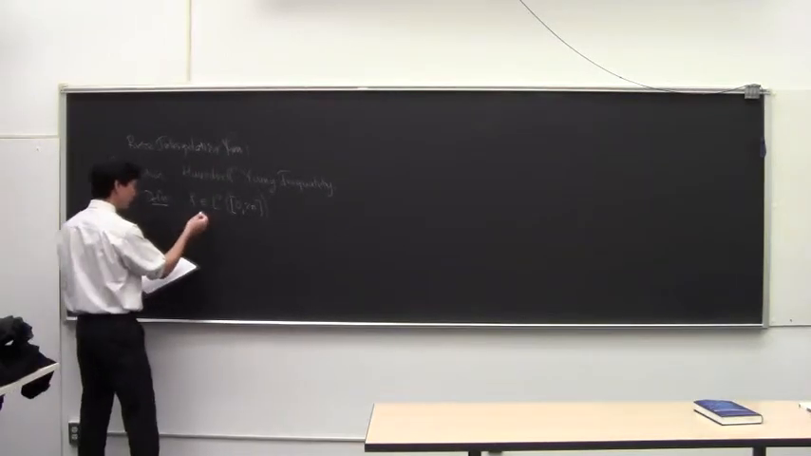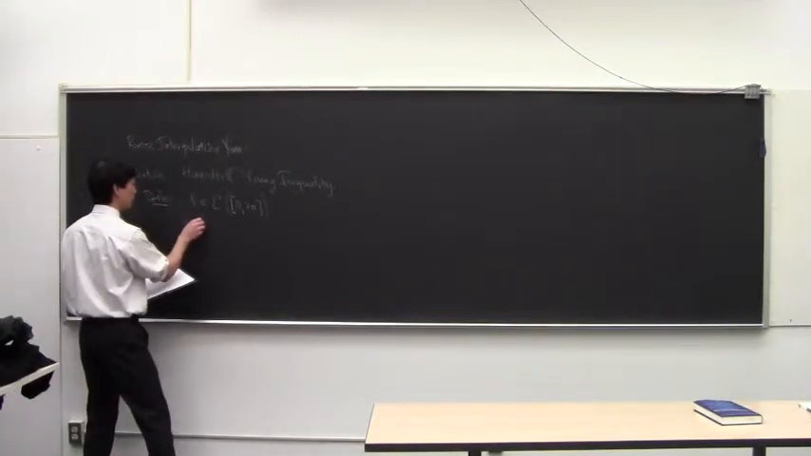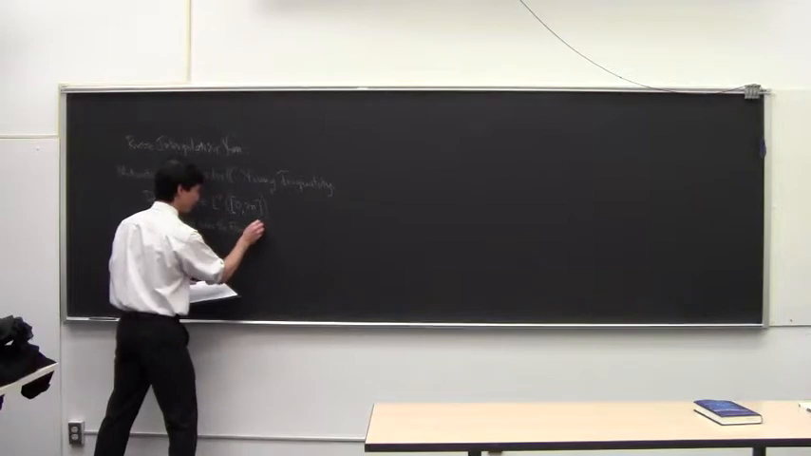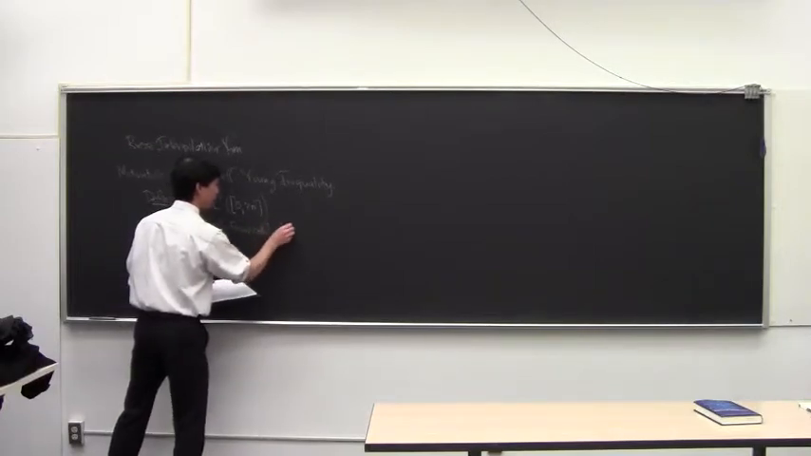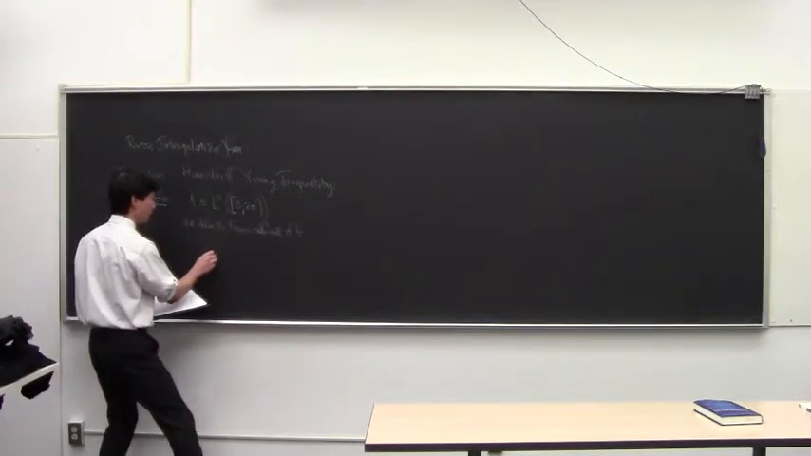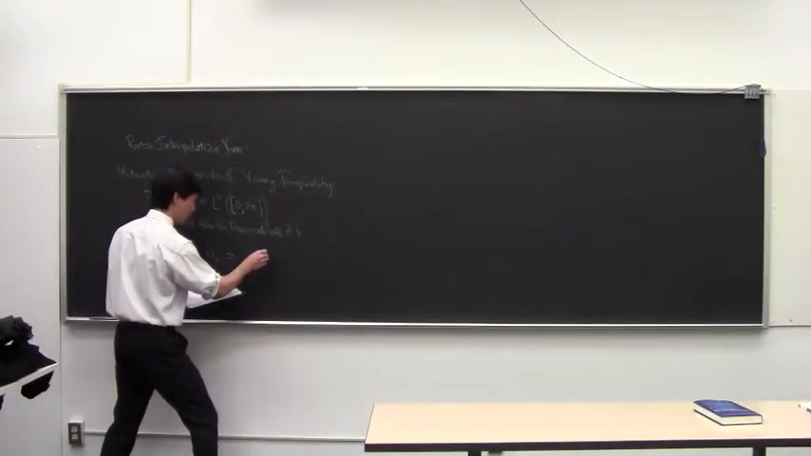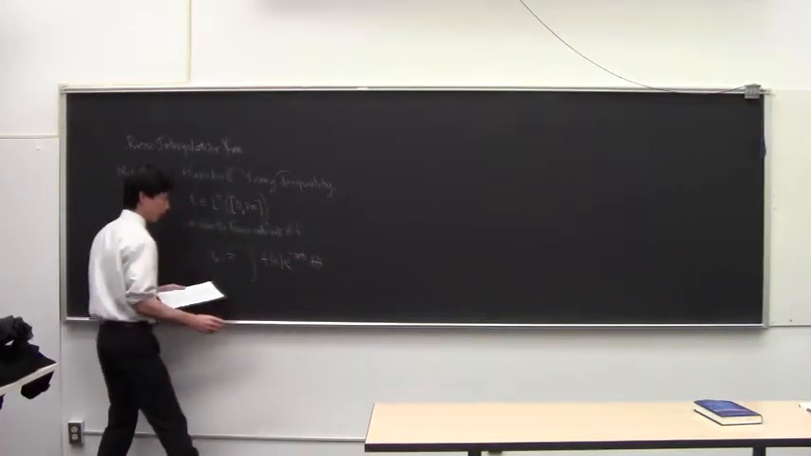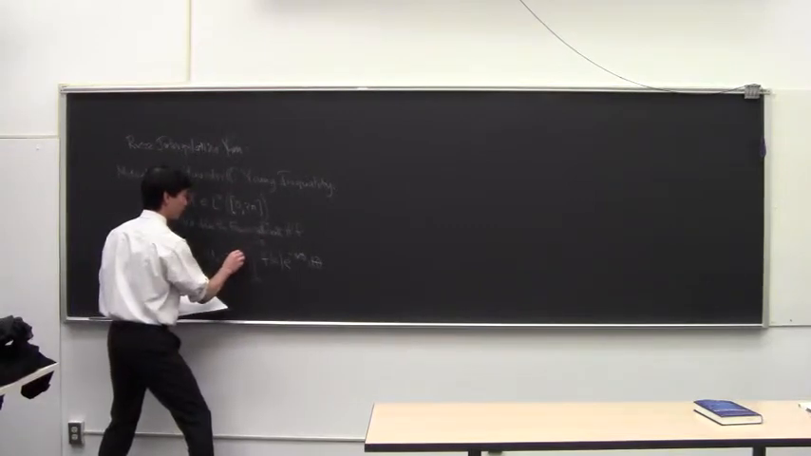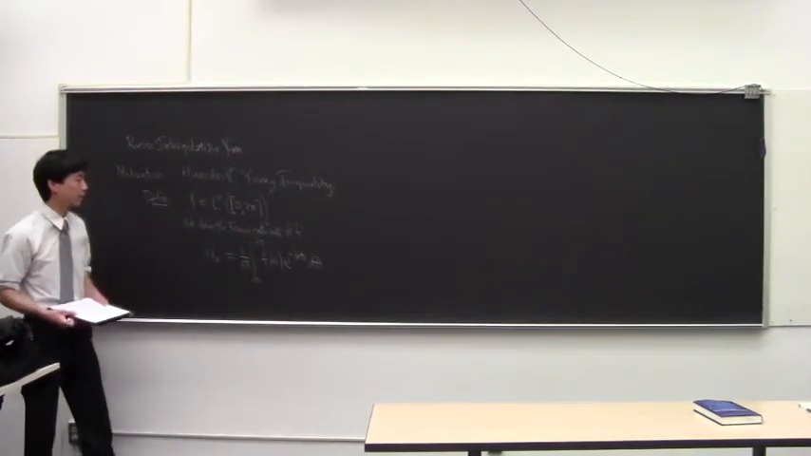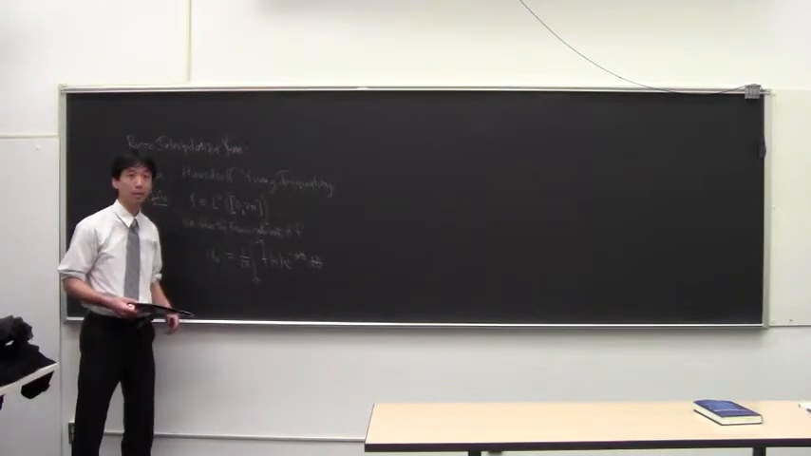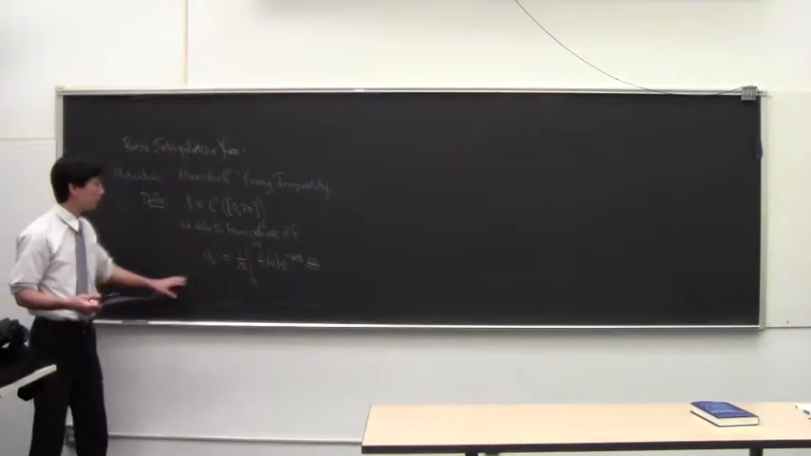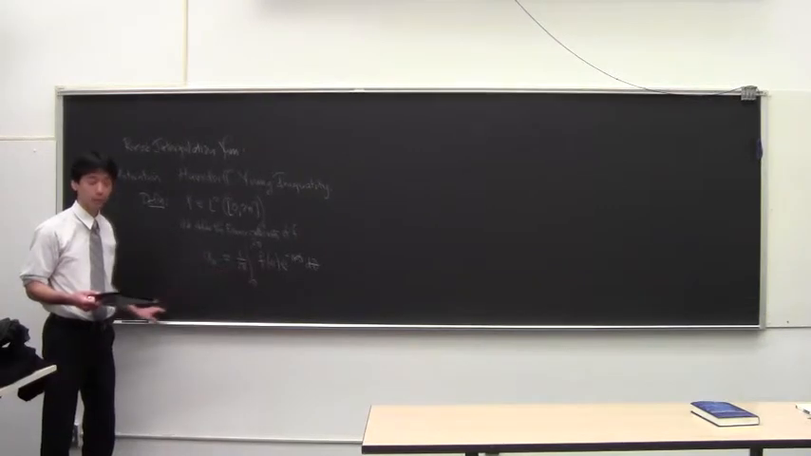you define Fourier coefficients. The Fourier coefficients of f we define as a_n, which is the integral of f against e^(-inθ), and you throw in some normalizing factor so that the integral of 1 is 1. These are called the Fourier coefficients.